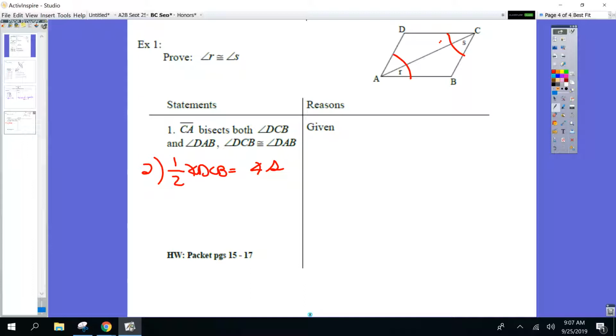Wasn't there another angle you're taking half of? Oh, angle DAB. And again, look, you've got two options. You can say it's equal to DAC, or you could say it's equal to angle R. You'll be right, but I only care about one of them. Angle R.